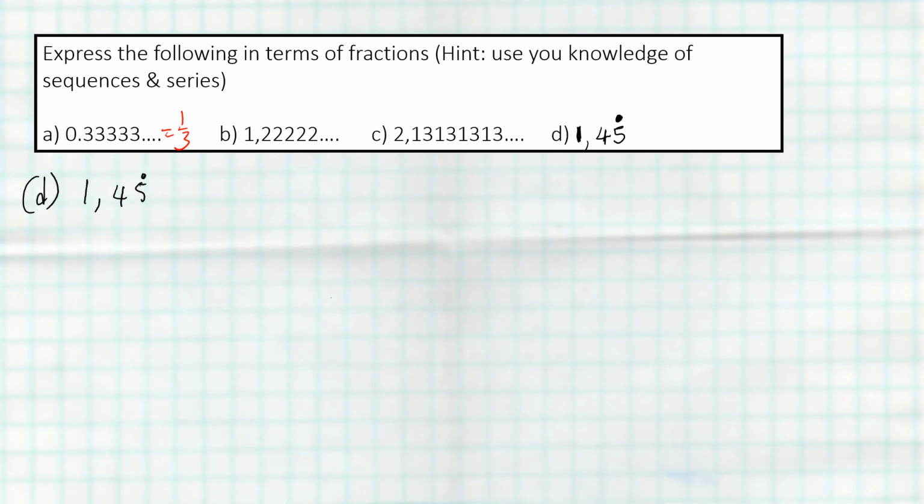Okay, D, it's 1.45 recurring. This is a little bit challenging, but we know we can write this as 1.4. The number that is recurring is only 5.